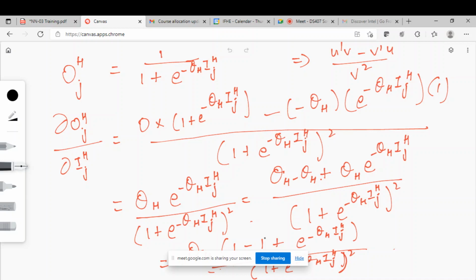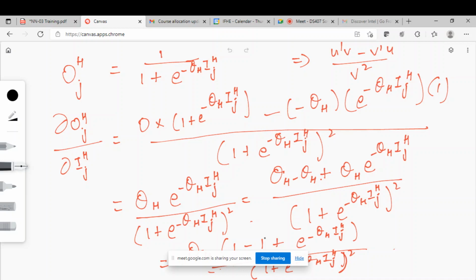So here we are doing theta h minus theta h plus theta h into e to the power minus theta h ijh divided by 1 plus e to the power theta h ijh. So anyway, these two terms will cancel out. We are manipulating this because we want to represent the final output in terms of the log sigmoid function itself. So we are doing like this.